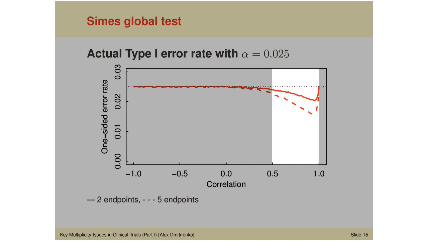The worst case scenario for the SIMS test is much less problematic compared to the Biopharmaceutical procedure. The error rate curve does not go all the way down, but as you can see on the slide, it nicely rebounds and then it returns to the nominal level when the common correlation coefficient approaches 1.